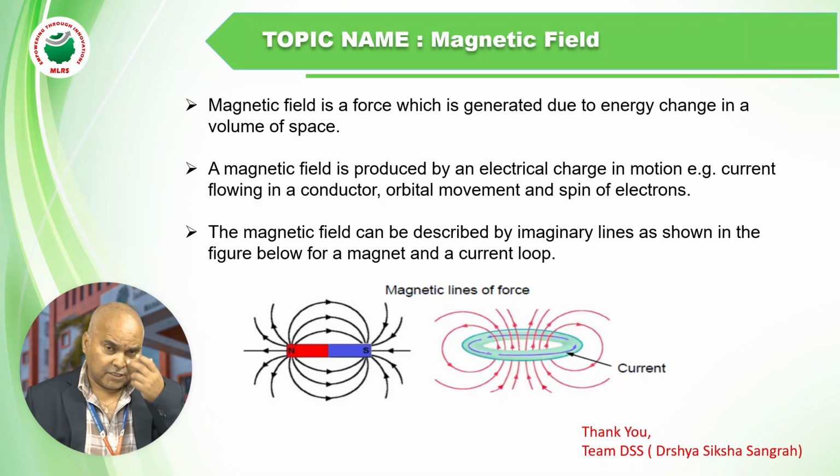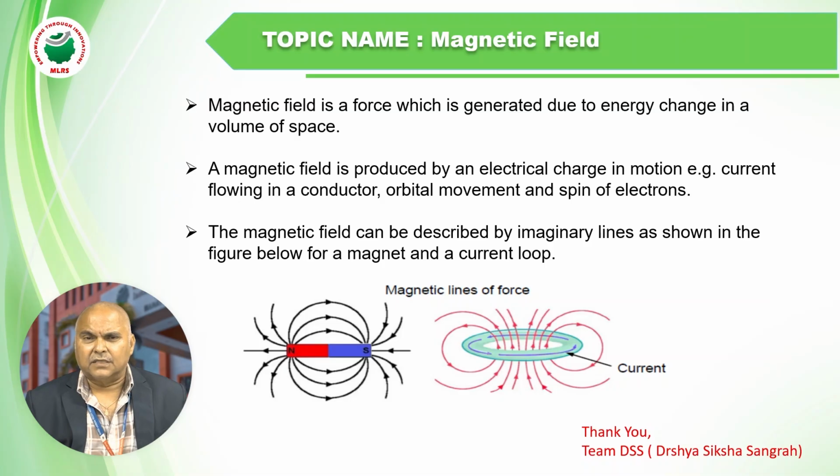So a magnetic field is produced by an electrical charge in motion. Example, a current carrying conductor or semiconductor. The magnetic field will be induced. So that type of movement, spin as well as orbital movements, is what we call it. Due to that spin and orbital movement, the magnetic moment occurs.